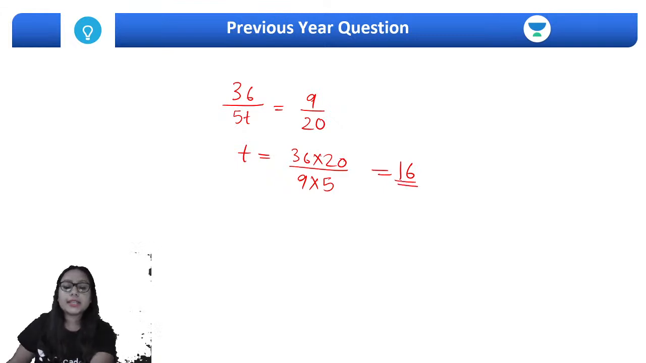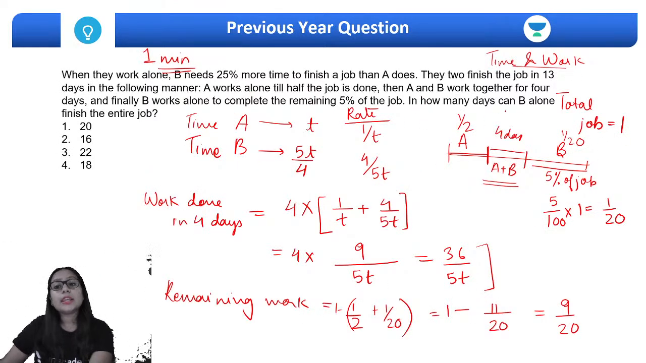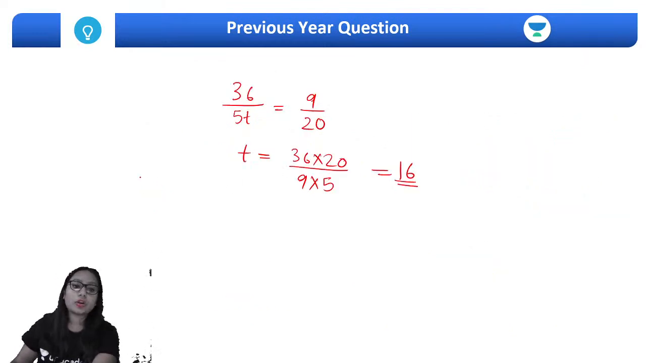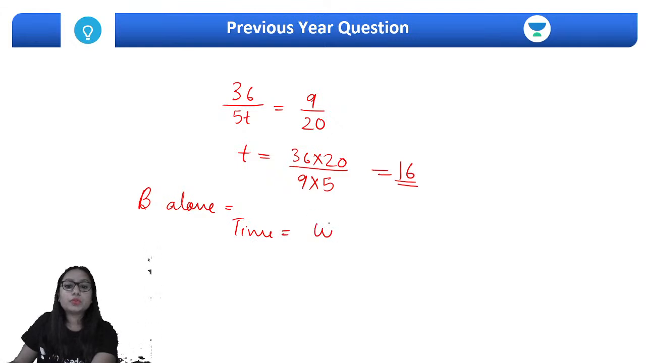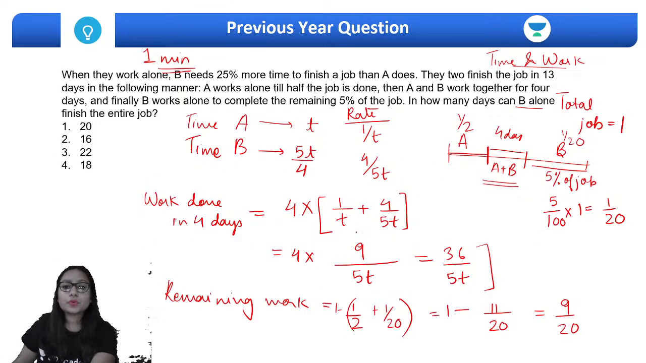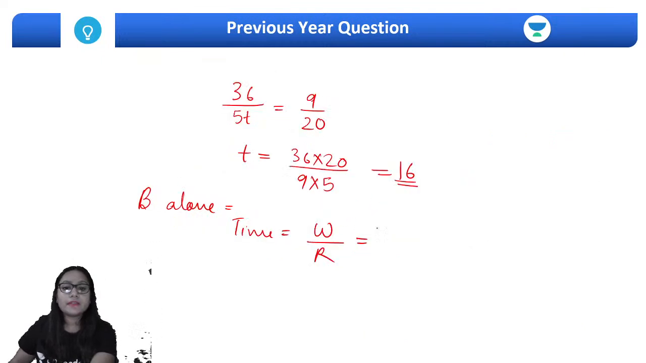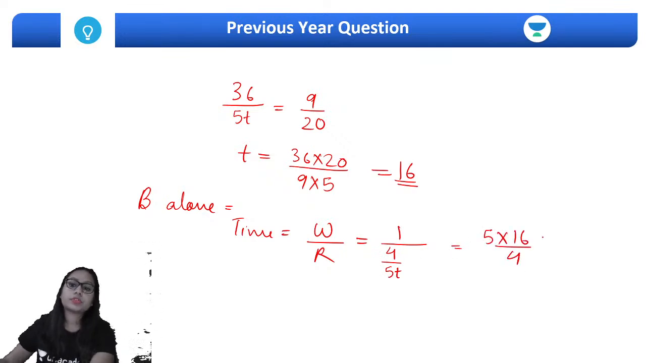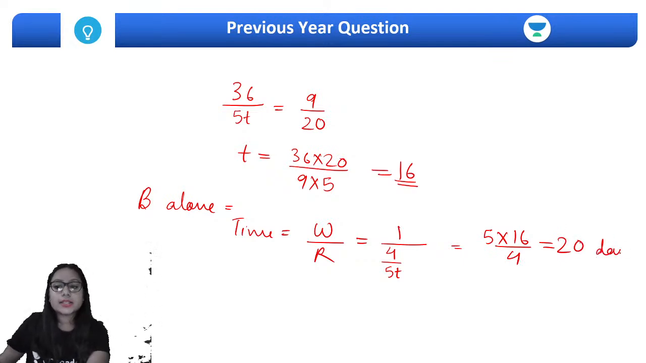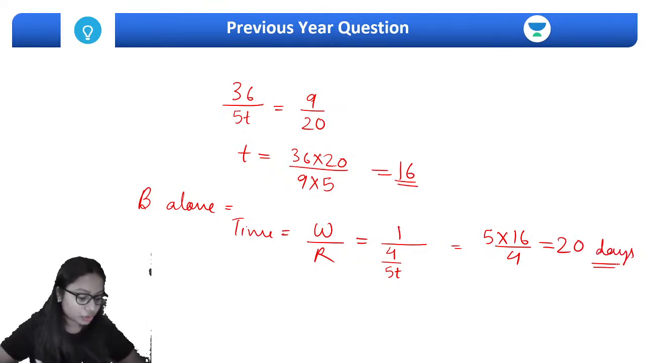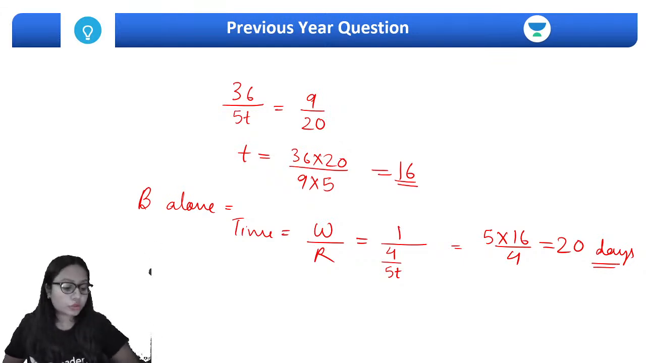So if T is equal to 16, let's see what the question is asking. In how many days can B alone finish the entire job? So if B alone is working, it means the time required by B would be equal to work upon rate. His rate of doing the work is 4 upon 5T. Total work is 1 and this is 4 upon 5T. Hence this will be equal to 5 into 16 upon 4. So this will give me 20. Hence 20 days is the correct answer. So yes, Shubham, your answer is absolutely right. I hope you have also followed the same approach to solve this question.